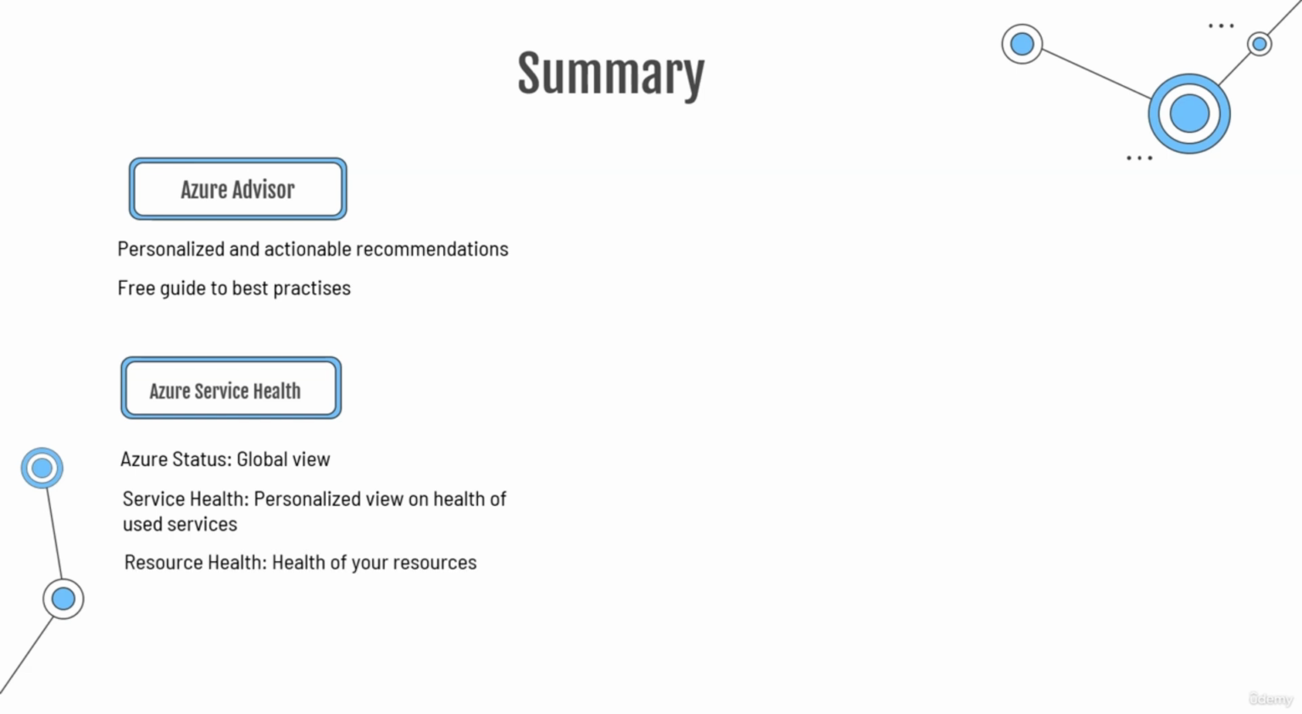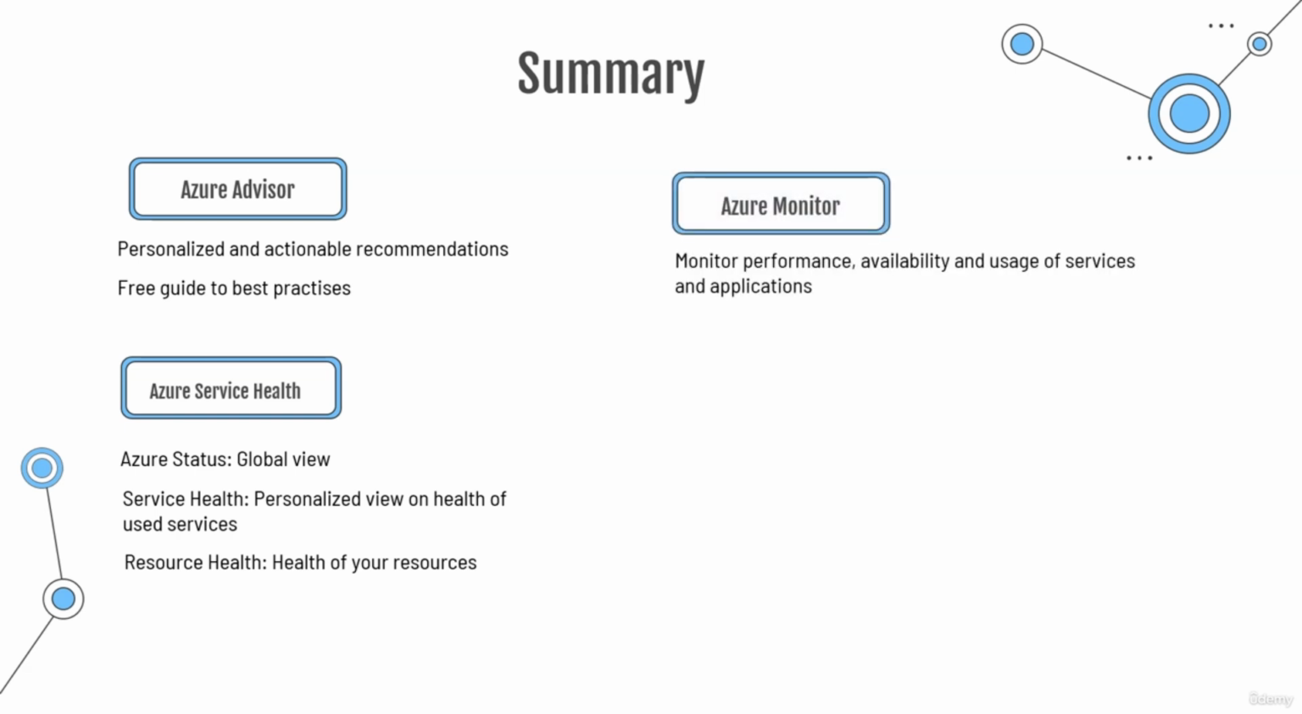Also in here we find the resource health, so this is the health of the specific instances of the services we are using, so our resources. If there are some issues there, we'll also see that in here. And then in the end, we've also talked about Azure Monitor, in which we can now monitor the performance, the availability, and the usage of our services and applications we are using.